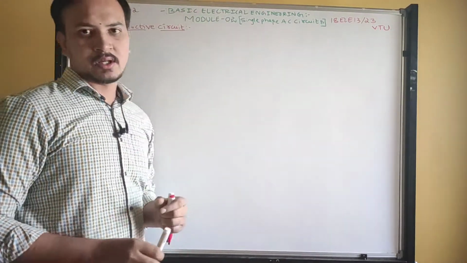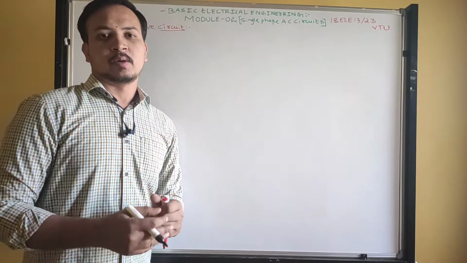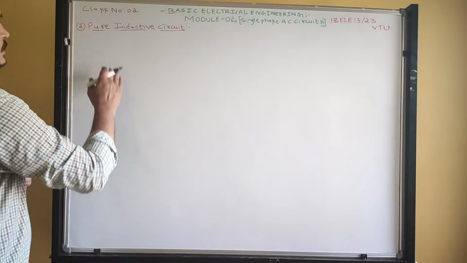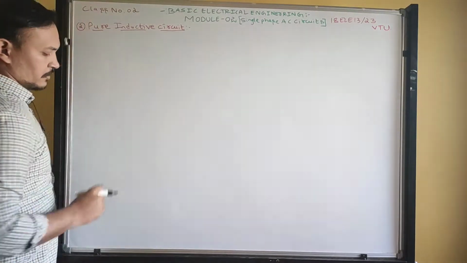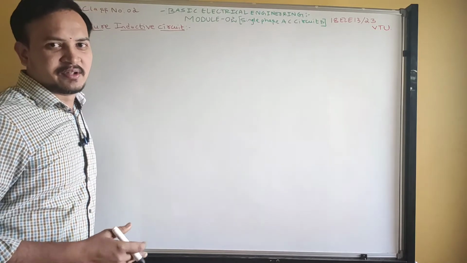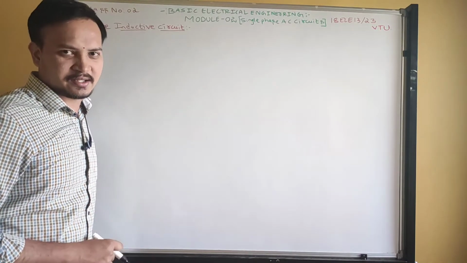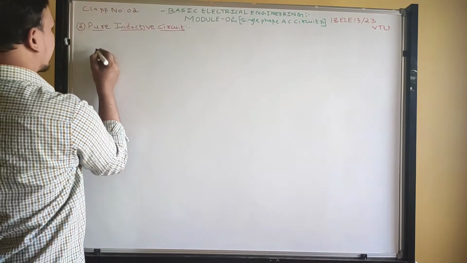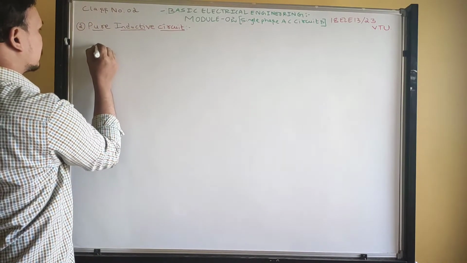In class number 1, we have discussed pure resistive circuit. Now in this video, we are going to discuss pure inductive circuit. What do you mean by pure inductive circuit? Yes, very good. The circuit consists of only inductance is called pure inductive circuit. So we can draw the diagram for that.